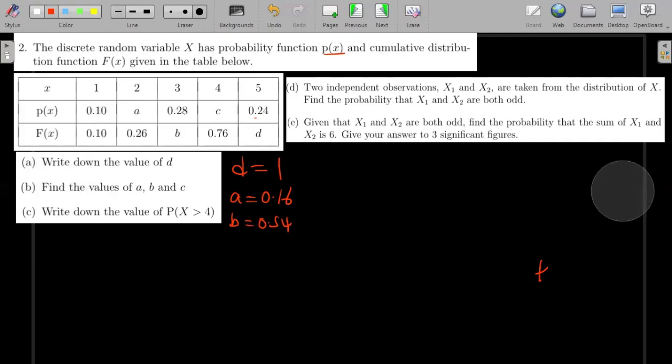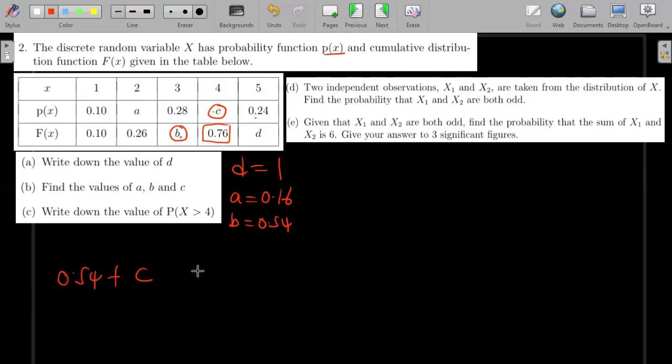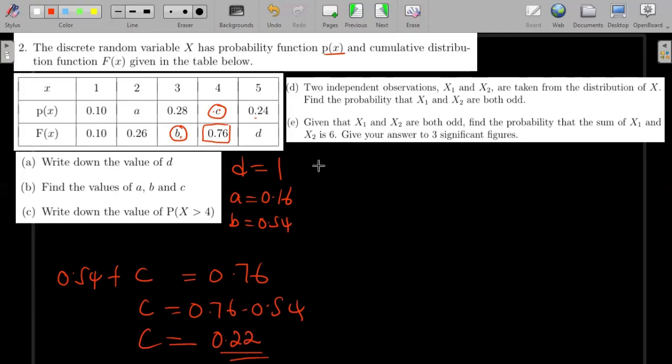Okay, let's find the value of c. So c, where is it? Okay, c is here. For them to get this number here, which is the cumulative, they added b plus c. We know the value of b, but we don't know c. So b, which is 0.54, plus c should be equal to 0.76. So c would just be equal to 0.76 minus 0.54. When you subtract here, you're going to get 0.22. So this one here will be the value of c.